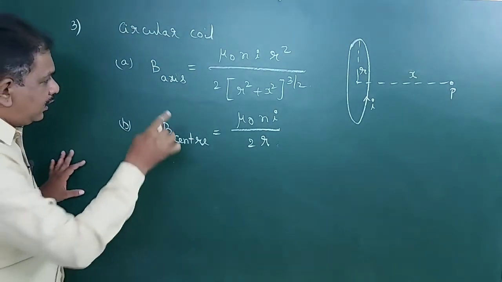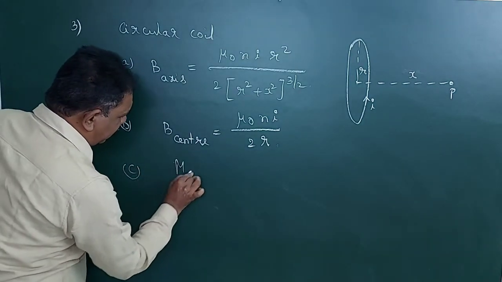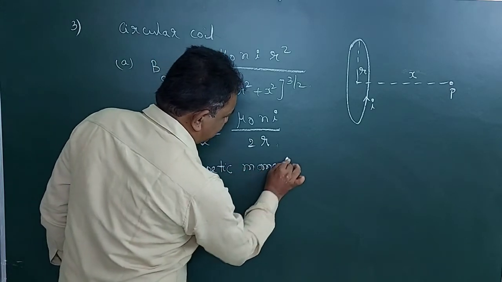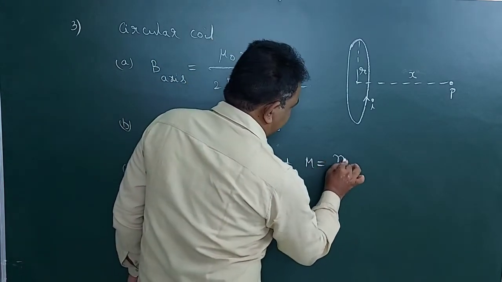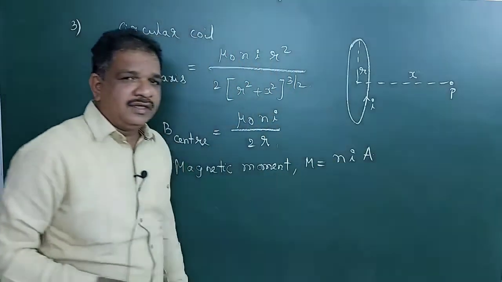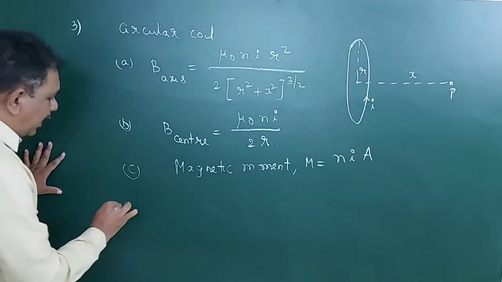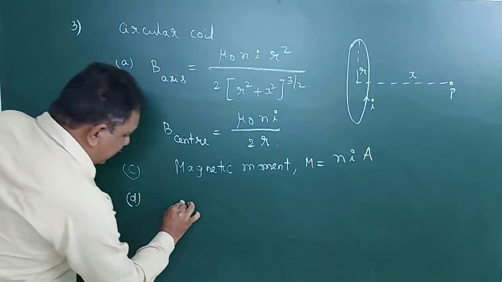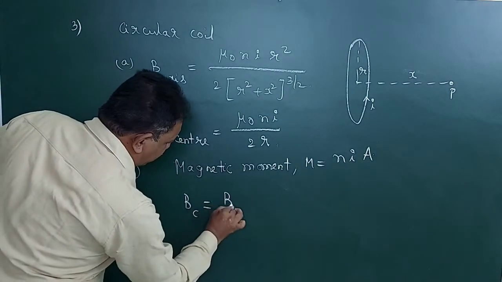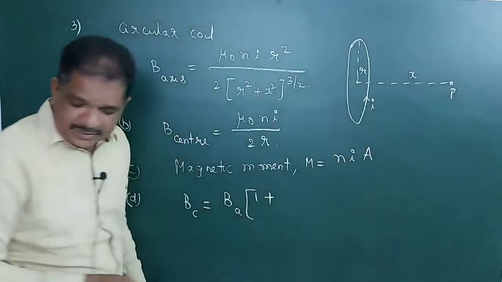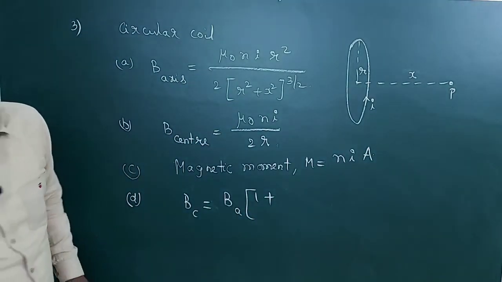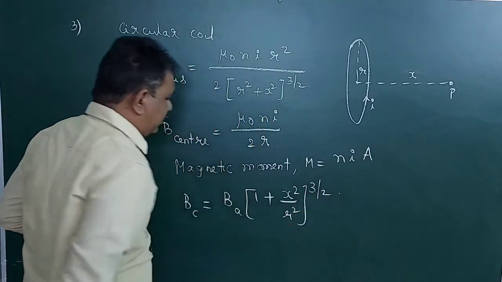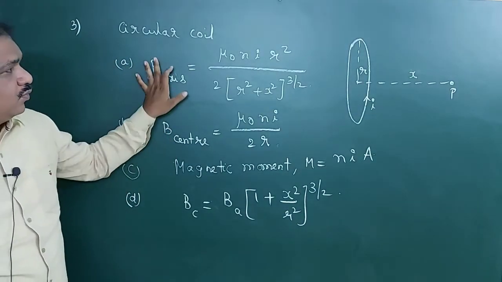Next, calculate the magnetic moment. Like that they will ask for the formulas. Magnetic moment, capital M is equal to N I A. This is the formula for magnetic moment. Next, what is the relation between B center and B axis? B axis equals B center into 1 plus x square by r square whole power 3 by 2. This is the relation between these two formulae.